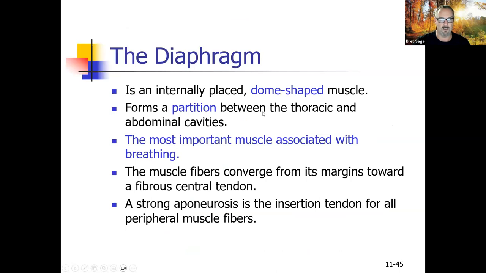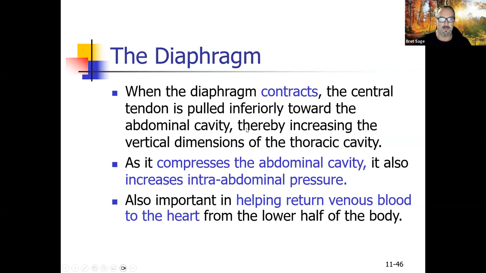The diaphragm is an internally placed dome-shaped muscle, and it forms a partition between the thoracic and abdominal cavities. It's the most important muscle associated with breathing. So when you breathe in, it goes from being relaxed and curved to flattened and contracted. That increases thoracic cavity size, decreasing the pressure, and air rushes in. When the diaphragm contracts, the central tendon is pulled inferiorly towards the abdominal cavity, thereby increasing vertical dimensions. So when a space is larger, it's got lower pressure, and when it's compressed, it's got higher pressure.